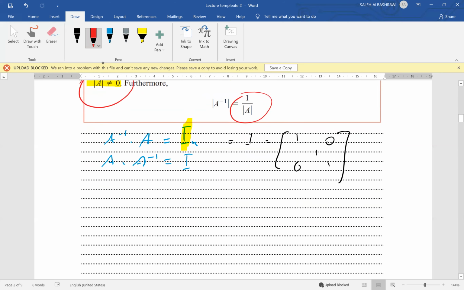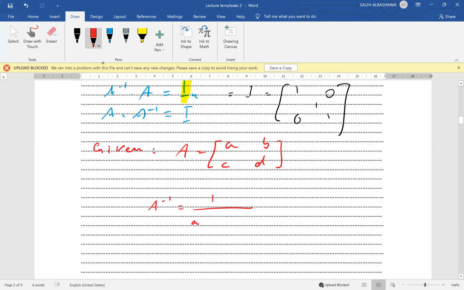Now, if we are given a 2 by 2 matrix with entries A, B, C, and D, then the inverse will be given by 1 over A times D minus B times C, where the main diagonal is A times D, multiplied by the matrix with D and A swapped on the main diagonal, and we change the sign of the other elements, minus C and minus B. This will give me the inverse of a 2 by 2 matrix.